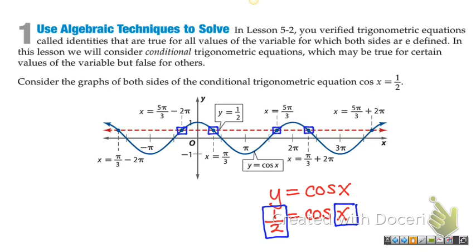So what are those places? Well, right here, what value of x is that? That's the value x equals 5 pi over 3. Let's see, how about right here? This is the value x equals pi over 3. How about over here? This is the value x equals 5 pi over 3. How about over here? This is the value x equals 7 pi over 3, right? In other words, it's coterminal with pi over 3.